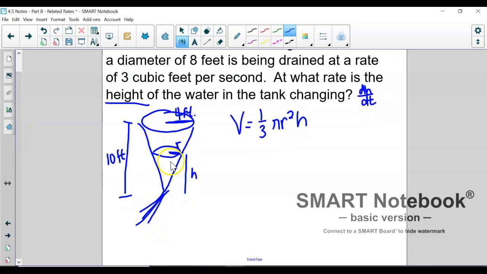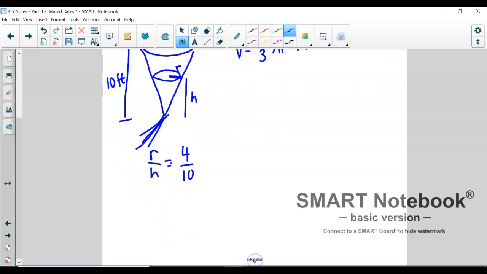This little cone right here, the water level, is going to be similar to the big cone, so we can set up a proportion. If I say r over h from the small cone, it's going to equal the radius over the height of the whole cone, which is 4 over 10. We can cross multiply, so we get 10r equals 4h, and we want to replace the r, so we divide both sides by 10. So r is going to equal, reducing here, 2h over 5, or you could do 0.4h.